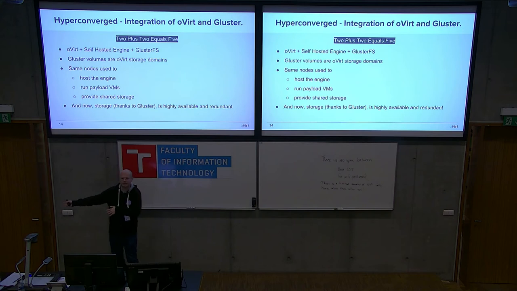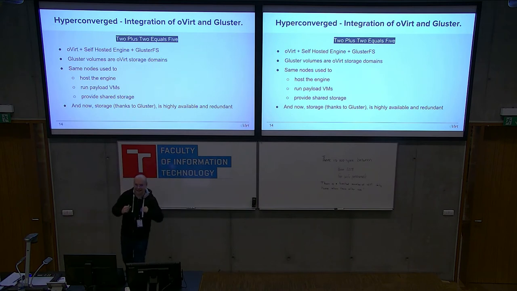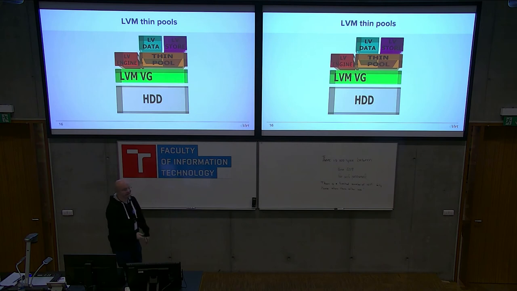You don't need NFS. You don't need Fibre Channel. You don't need anything. Now you have it on just cheap commodity hardware. And it's scalable. And it's highly available and redundant, thanks to Gluster. And what is more important for us, we have control of the storage stack from drive to VM. Can we use it? Oh, yeah.